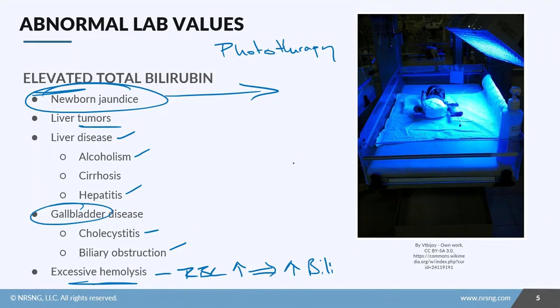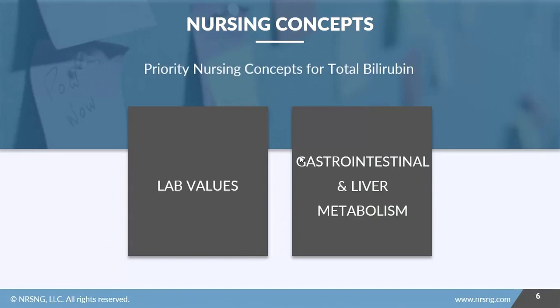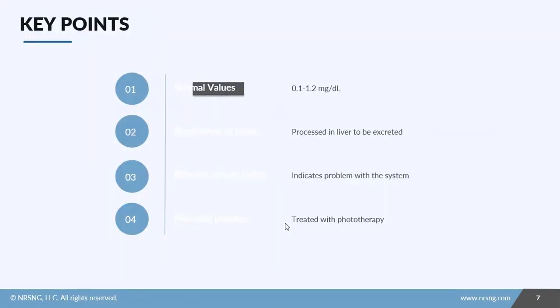Decreased bilirubin levels are typically what you want, and they're usually ideal. You're rarely going to see a total bilirubin less than 0.1. It's just not very common, so if you do, don't be alarmed. That's something we kind of expect, because we want to know that our liver is doing its job in getting all that excessive bilirubin out. So when we're looking at total bilirubin, we're also looking at gastrointestinal and liver metabolism.